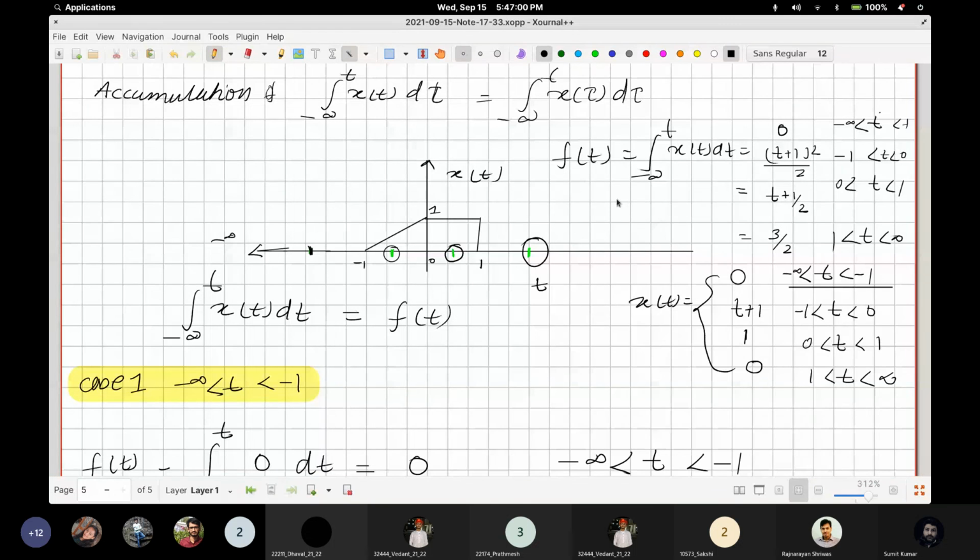This is called the accumulation operation. Is this clear? Yes, sir. Okay, so in the next session we will be doing scaling and shifting of the discrete time signals, and then after that we will be doing classification of signals and so on. So I'm going to end this session now.